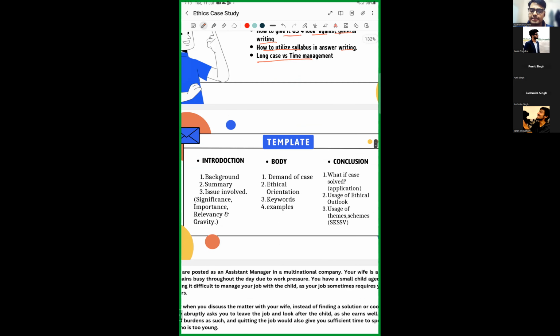So this is the basic template, I will say, that we have in particular. Introduction first. I'll make sure what kind of introduction it should be. When it comes to the introduction, there are generally two or three types.